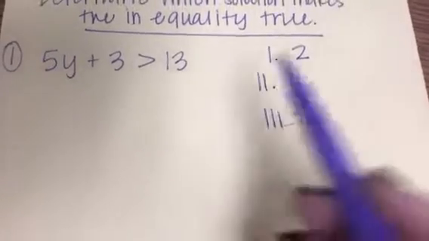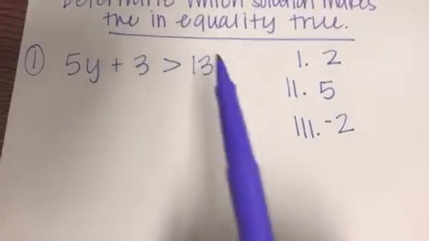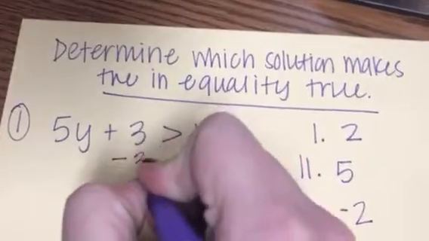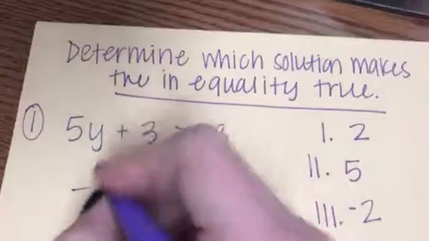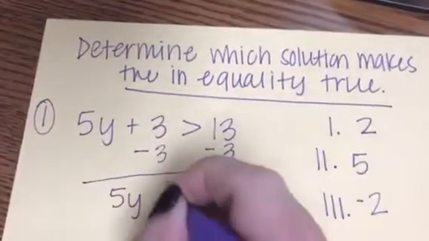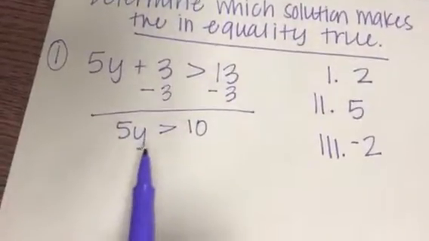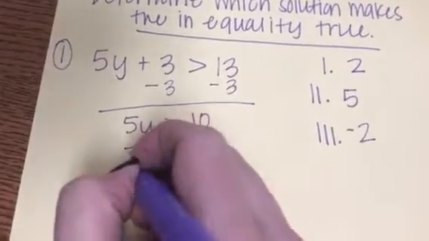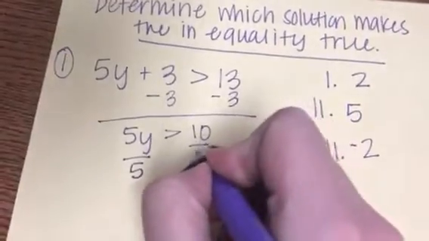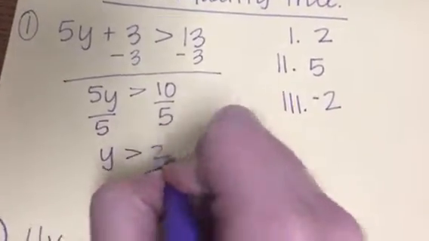So the first one, we have 5y plus 3 is greater than 13. The first thing you're going to do is subtract 3 from both sides. And bring everything down, and you get 5y is greater than 10. Then you need to isolate the variable, so you need to get y by itself, and in order to do that, you divide by 5. What you do to one side, you do to the other side. So I get y is greater than 2.